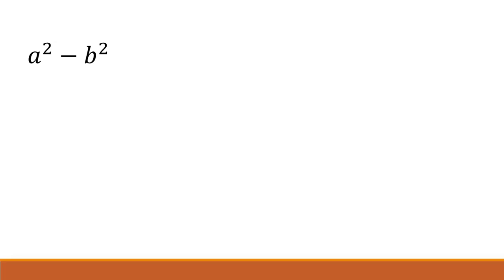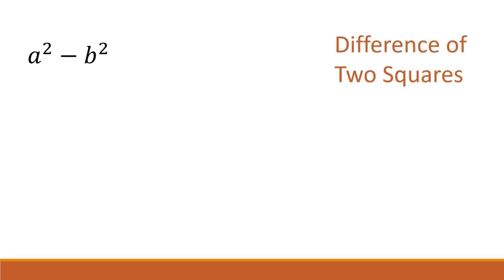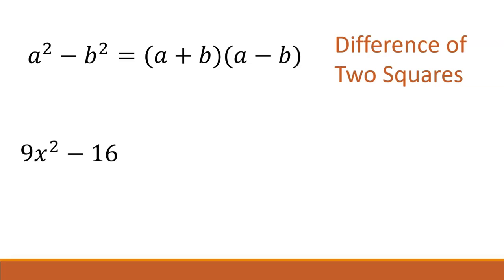A polynomial like a squared minus b squared is called the difference of two squares because, well, it's a difference: there's subtraction between the two terms, and both terms are perfect squares. A squared minus b squared can be factored into a product, a plus b times a minus b. This factoring formula is pretty easy to use, so let's look at an example.